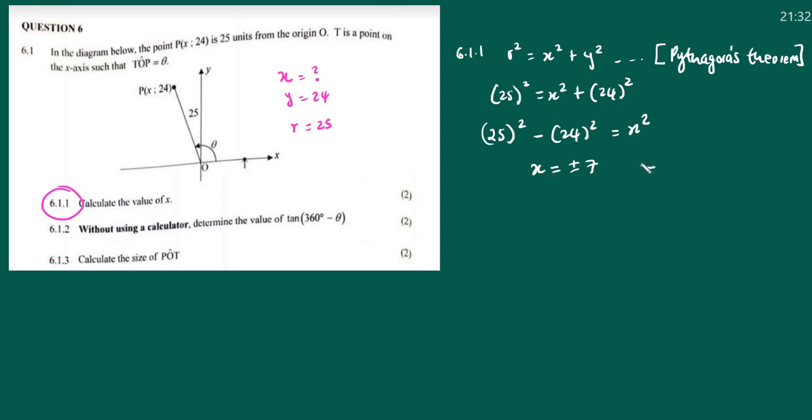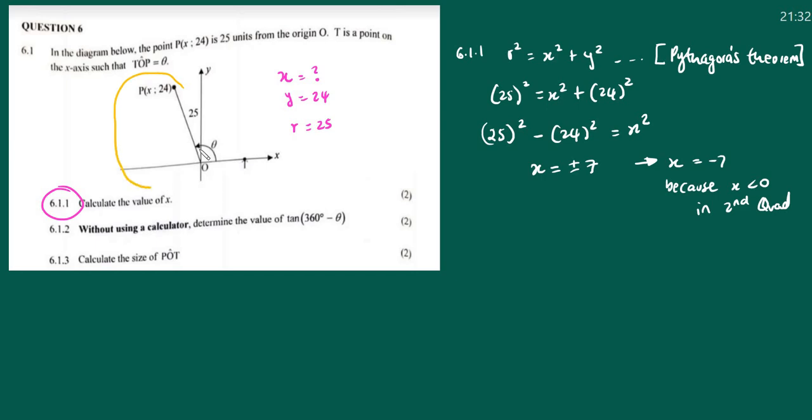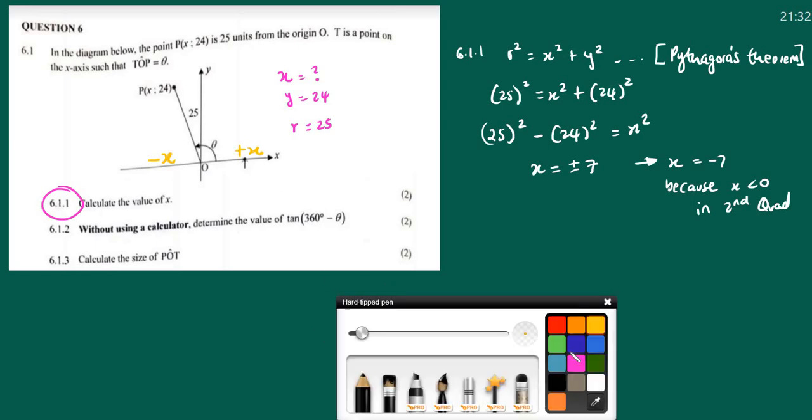But then your x should be negative 7, because x is negative in the second quadrant. You are working in the second quadrant. Look at the diagram where they drew it. They drew it in the second, so we know that the x values are negative on this side, and on this side x values are positive.